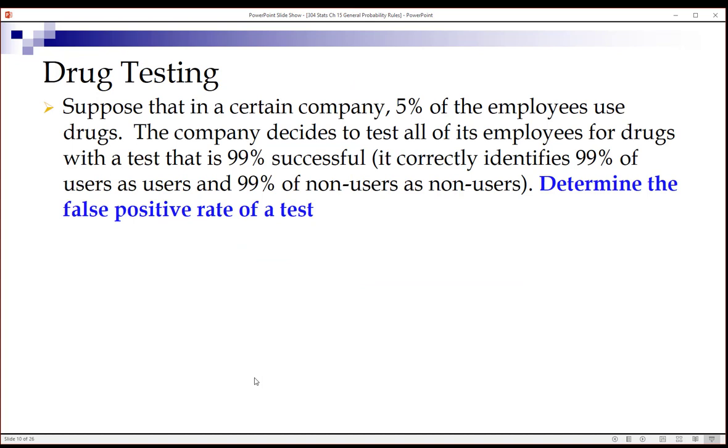Okay, so let's look at a couple more examples of using conditional probabilities, but now we're going to look at some tree diagrams. See if you can answer the following. Suppose at a certain company, 5% of employees use drugs. The company decides to test all of its employees for drugs with a test that's 99% successful. It correctly identifies 99% of those who use drugs as users and 99% of non-users as non-users. Determine what's the false positive rate.